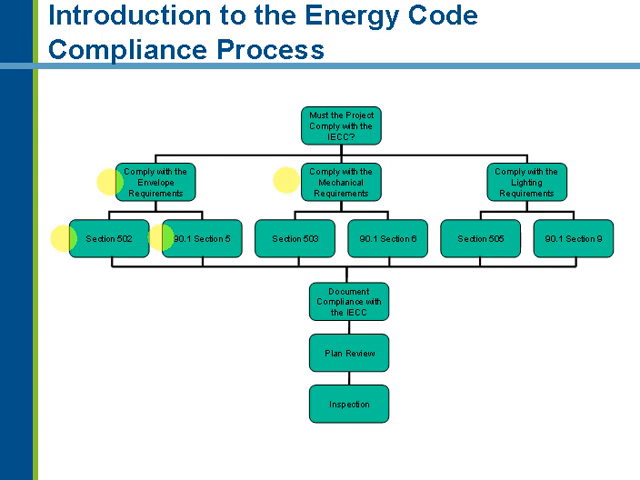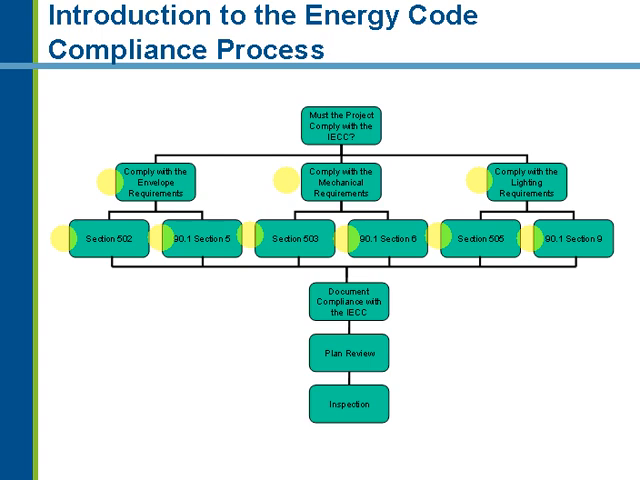From a mechanical standpoint, you again have a couple of options. You can go into Section 503 of the IECC or 90.1 Section 6. And with lighting, you can either use Section 505 of Chapter 5 of the IECC or 90.1 Section 9. Now, the mechanical provisions and the lighting provisions will be covered in a future webcast, and you will be able to download those off the Building Energy Program's website following the webcast.